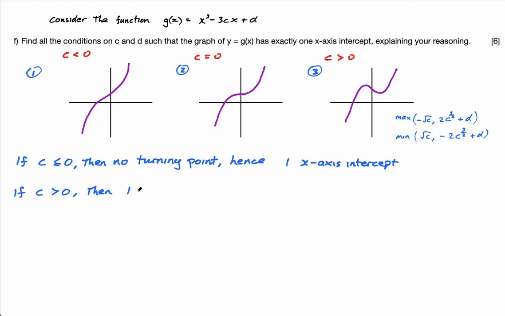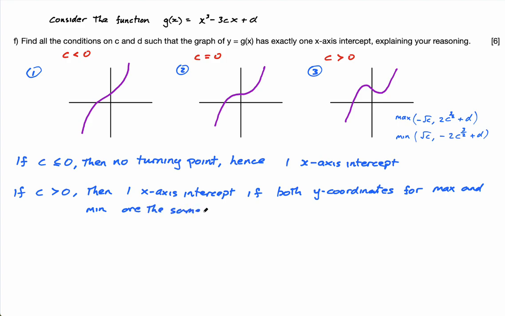If c is greater than 0, then one x-axis intercept if both y coordinates for max and min are the same sign. Okay, so if the max and the min are positive, we'd have one x-intercept. If the max and the min are negative, we'd have one x-intercept.